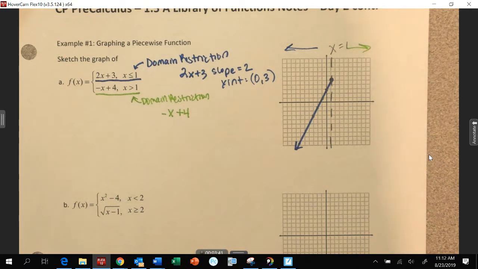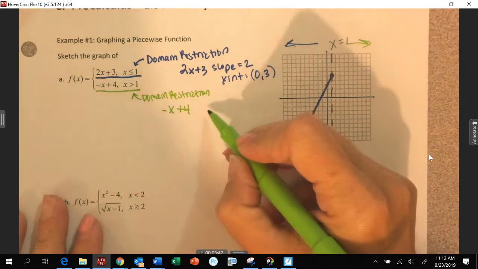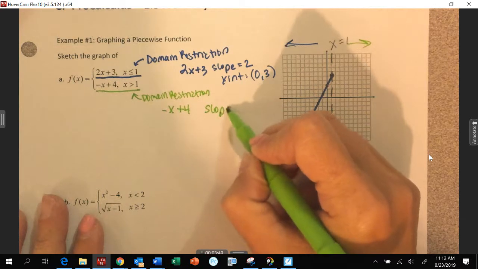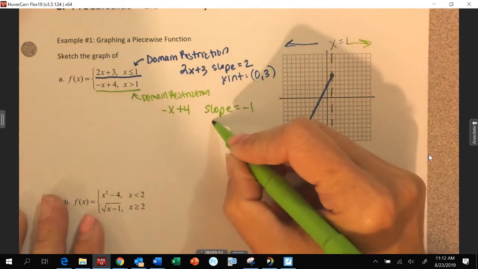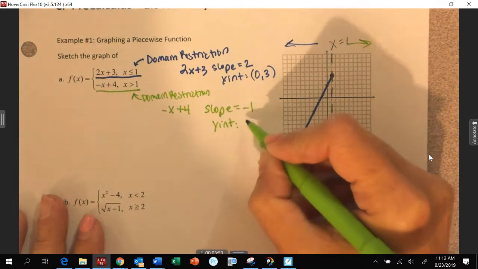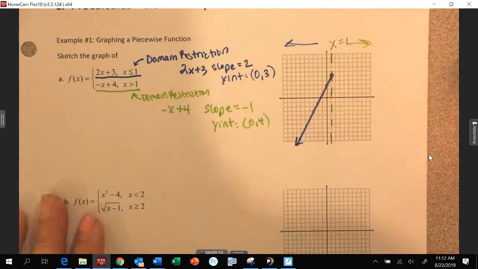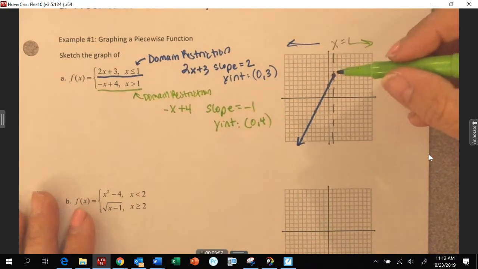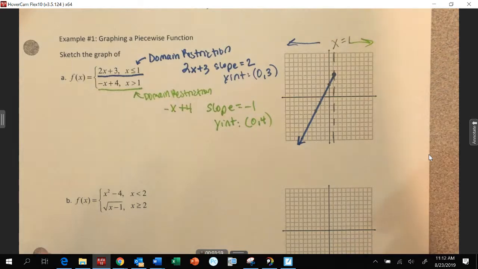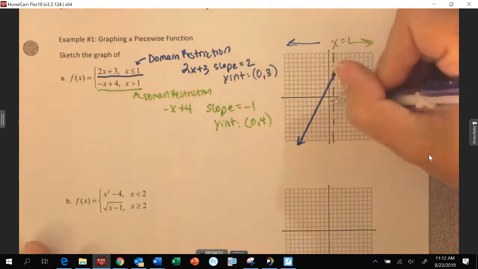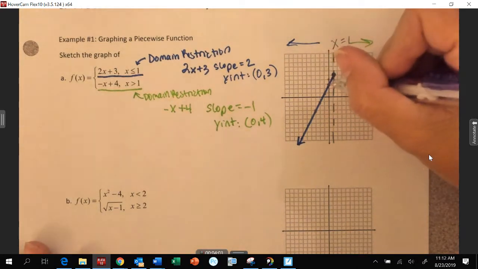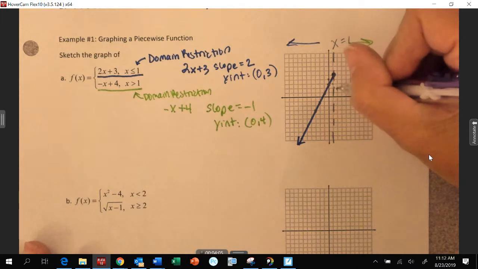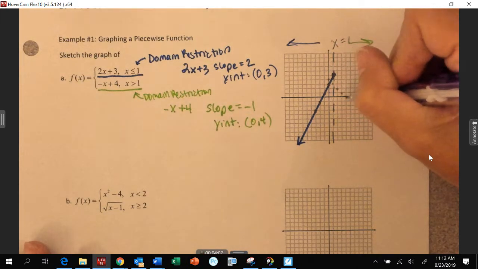Now we're going to graph the green one. And this one, again, is y equals mx plus c, so I'll do slope. It's negative 1, and my y-intercept is 0, 4. I'm going to use my pencil, just in case I make a mistake first. 0, 4, and then negative 1 over 1.